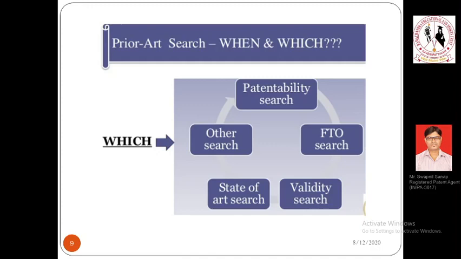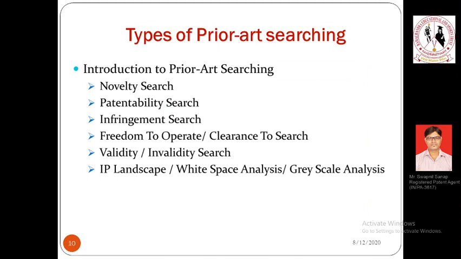The same information is available on the next slide as well. The different types of prior art search include novelty search, patentability search, infringement search, freedom to operate or clearance search, then validity search, invalidity search, and IP landscape, white space analysis, or grayscale analysis. These are all interchangeable terms. There are many other types of searching, but these are the very basic and important searches from the perspective of a person interested in the field of IPR, and especially from a patent searching perspective.